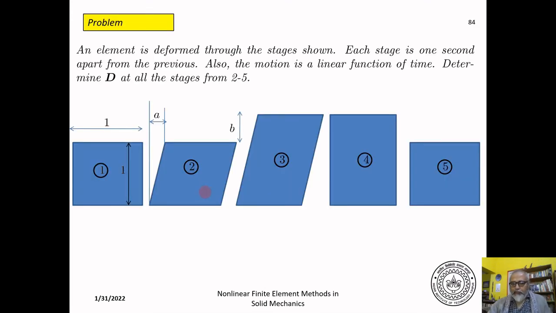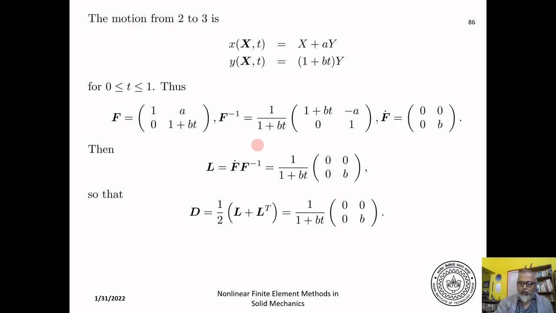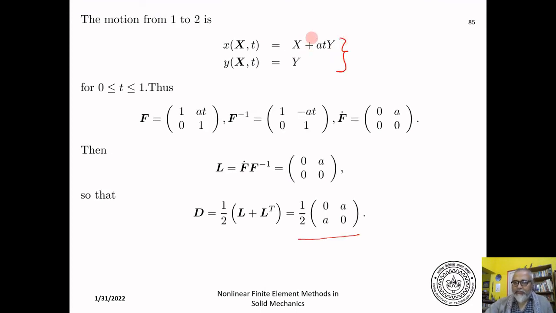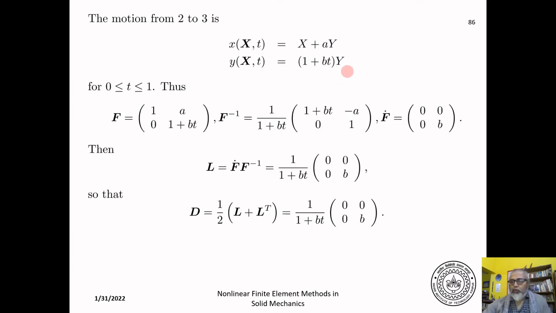Now from 2 to 3 in 1 second, this stays tilted by A but grows in the y direction by B. So at the end of 1 second, it would have grown by B, whereas x's would remain the same. X's would remain as they were in 2, but they would grow in the y direction by B. So the motion would be something like this. The x's were capital X plus a y, which was at the end of this time step at t equal to 1, and the small y would be 1 plus b t into y, because at t equal to 0, y is equal to y as it was at the end of this motion, and at time t equal to 1, small y would be 1 plus b into y.